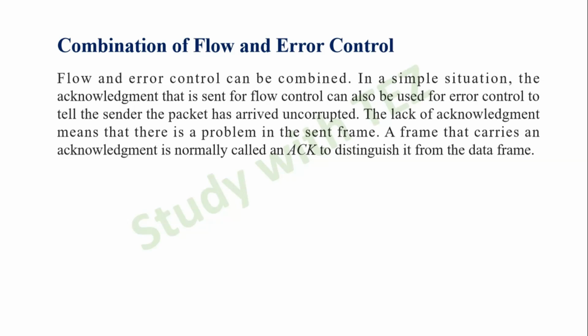A combination of flow and error control can also be done. It can be combined in the situation where an acknowledgement is sent for flow control and also used for error control, to tell the sender that the packet that has arrived is uncorrupted. Lack of such an acknowledgement means there is a problem in the sent frame. The frame that carries an acknowledgement is usually called an ACK, so that we can distinguish it from the data frame.